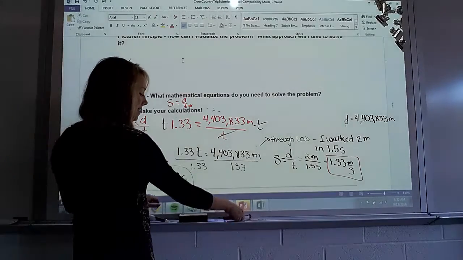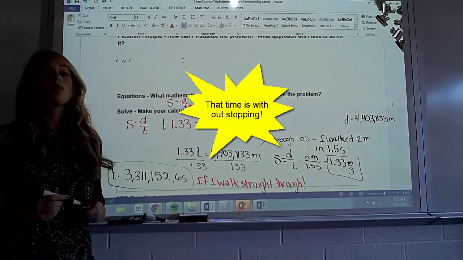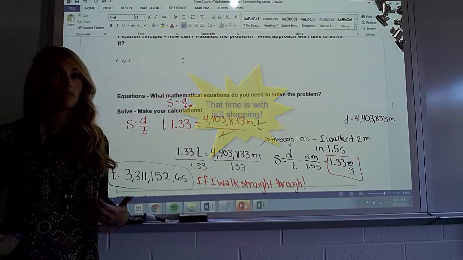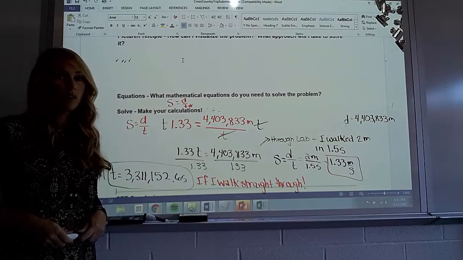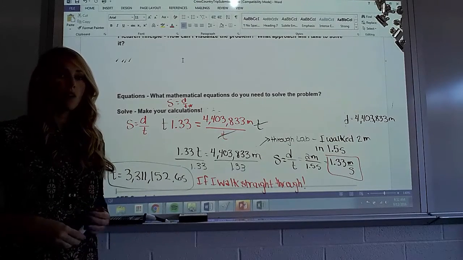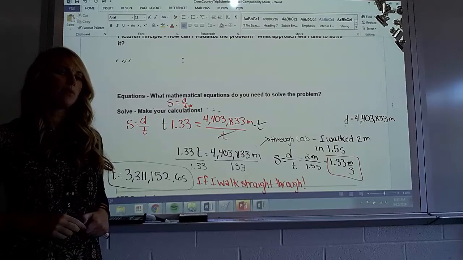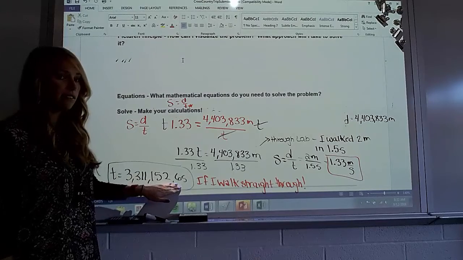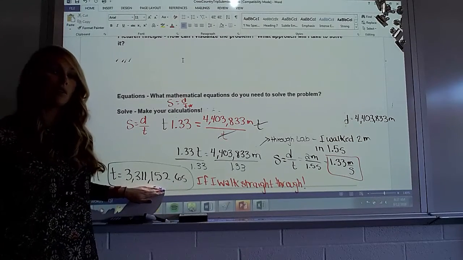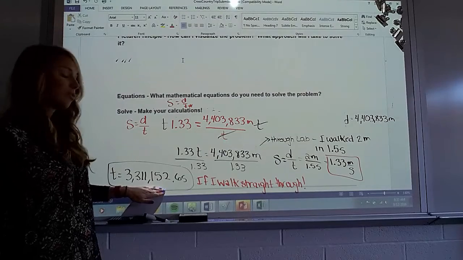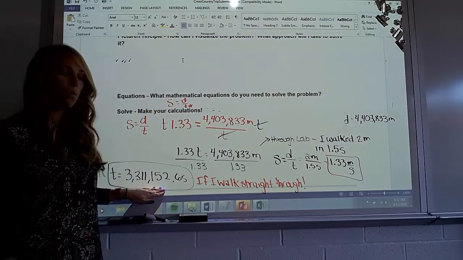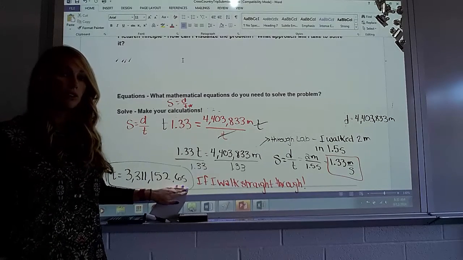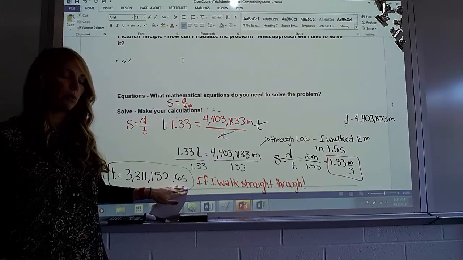Keep in mind though, this is if I walk straight through. So the next step, we would have to include all those times that I stopped to take some rest. I'm going to let you finish this one on your own. Make sure that you go back and consider how much time you spent sleeping, about 8 hours, and consider that in seconds, or convert this back to hours to see how many days 3,311,152.6 seconds would actually be. So for each day, I would need to add 8 hours worth of time.